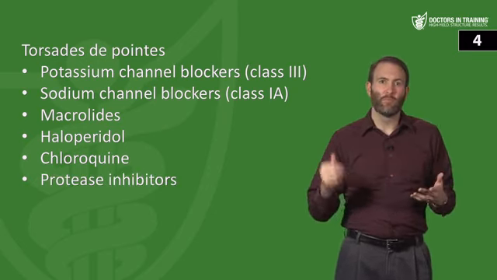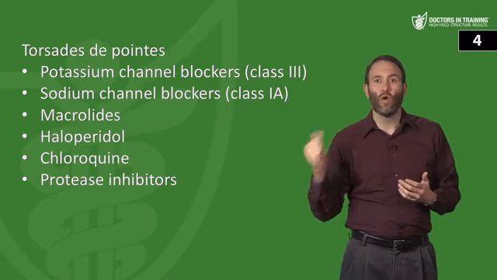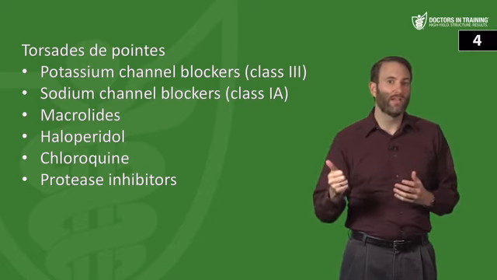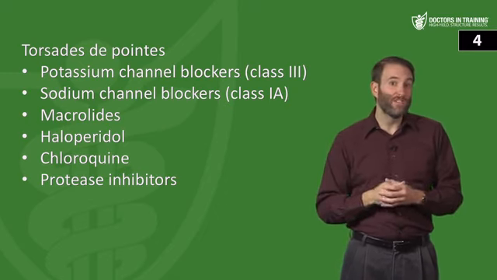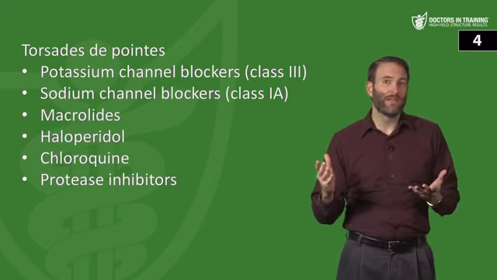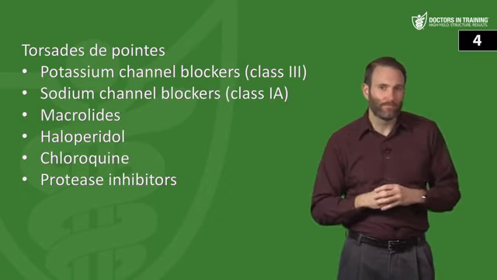So let me go through those again. Potassium channel blockers, class 1A sodium channel blockers, macrolides, haloperidol, chloroquine, and the protease inhibitors. And what was the treatment of choice for torsades? You're going to push IV magnesium. Let's move on to hematology.